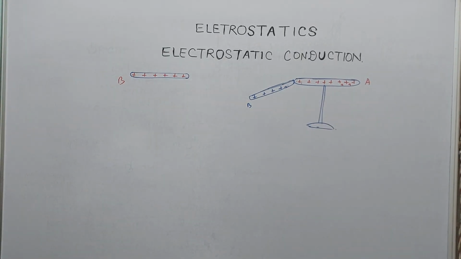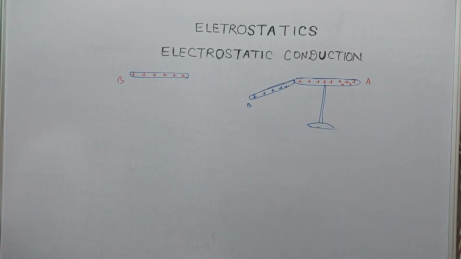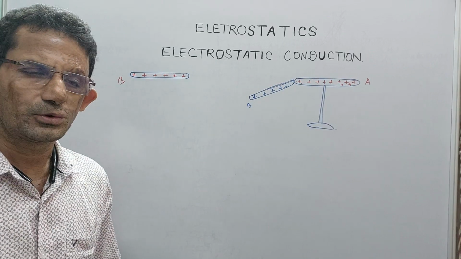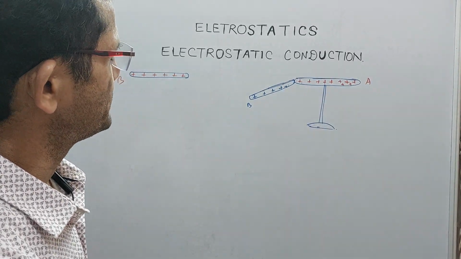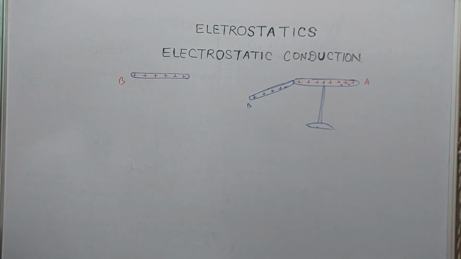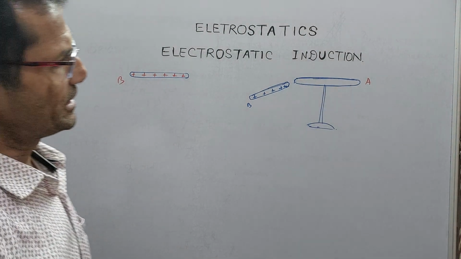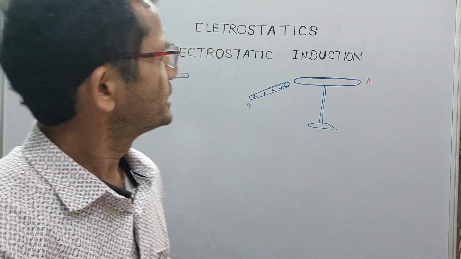Now the next topic would be induction. What about induction? Induction is something different. We can induce, not produce. We can just redistribute the charges between the objects. Let us start. Electrostatic induction. We can transfer charges by direct contact, like in the earlier case. Now it is induction.